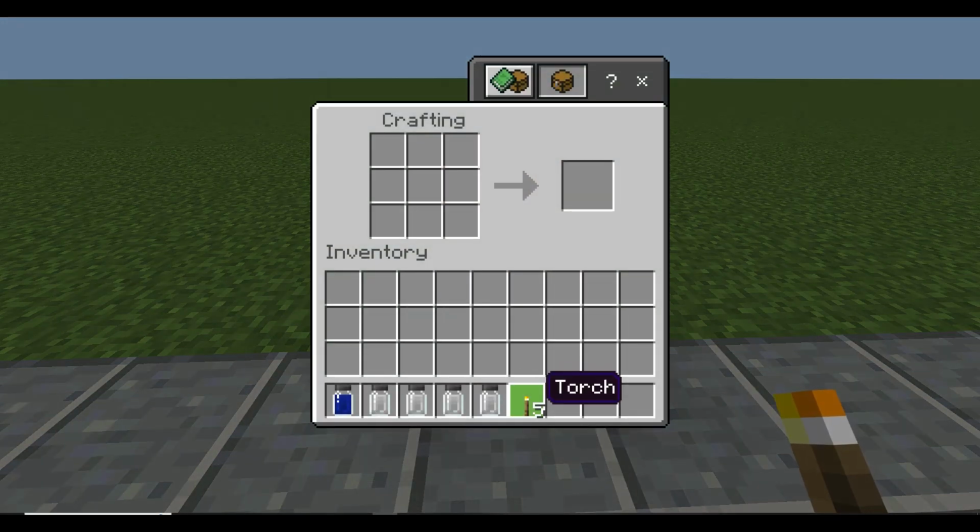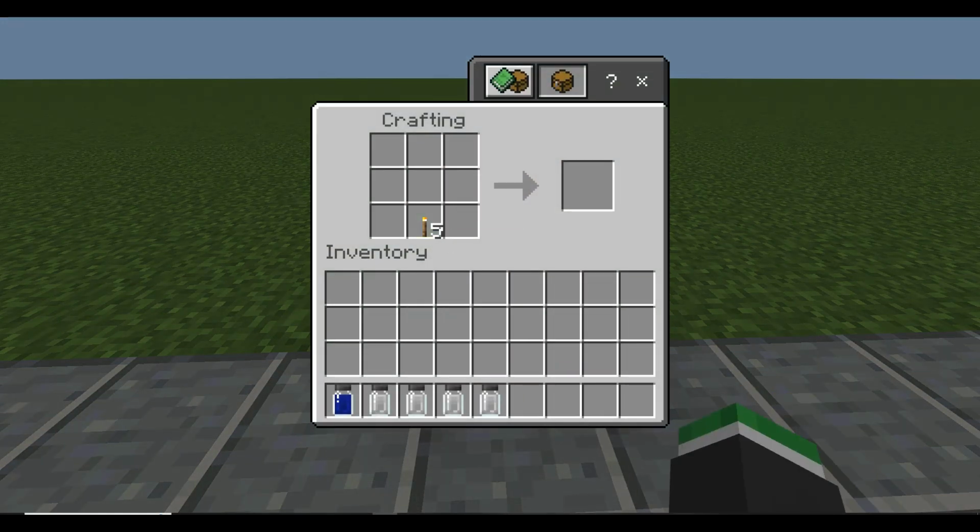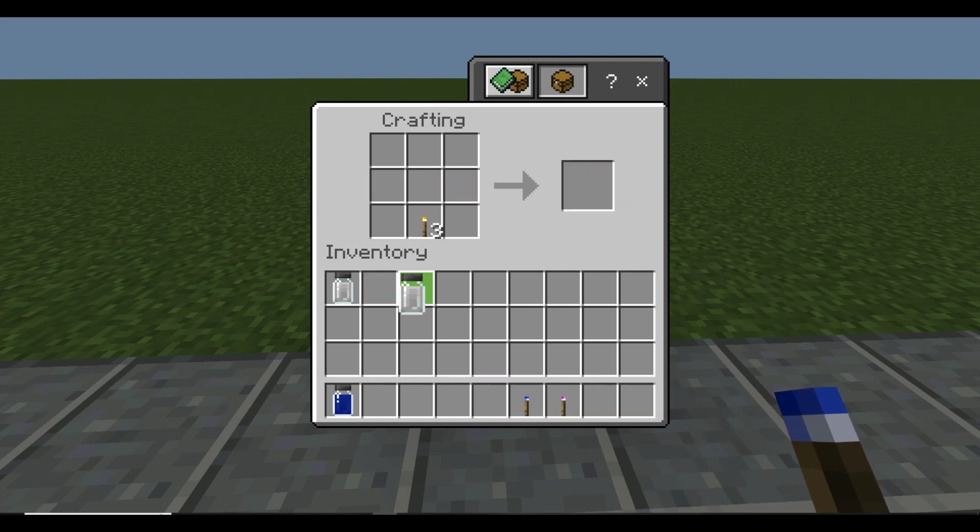Next we can make, if we put a torch at the bottom and potassium chloride at the top, you can make a purple torch. If you put calcium chloride, this is the only one that doesn't work out of those 5. Cerium chloride makes a blue torch, mercury chloride makes a red torch, and tungsten chloride makes a green torch.